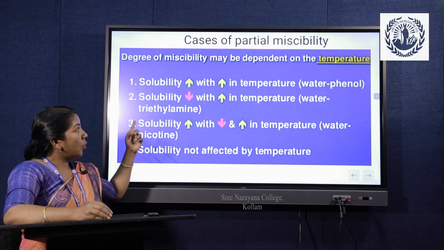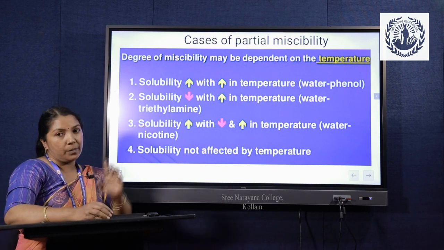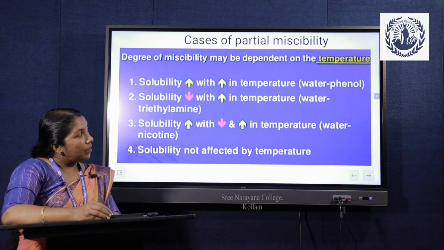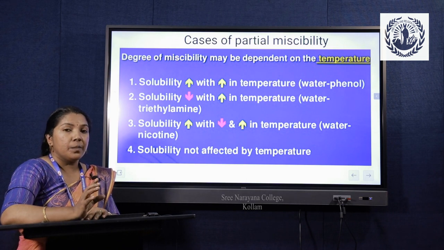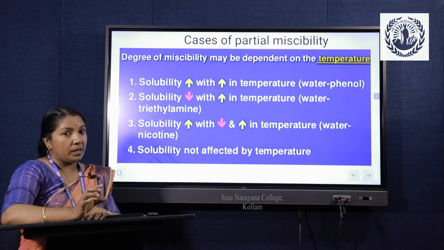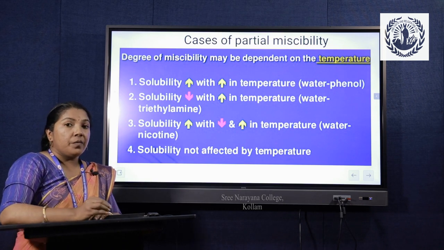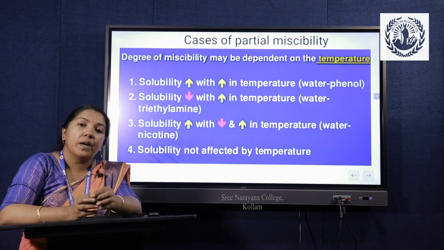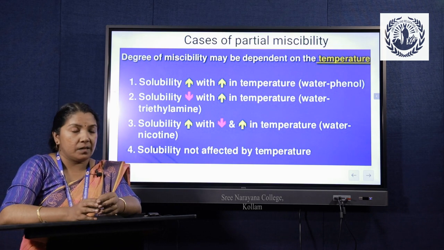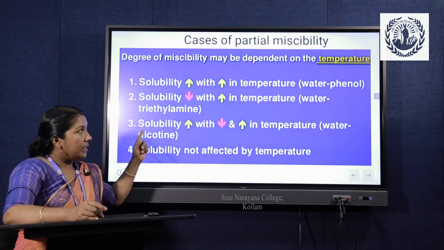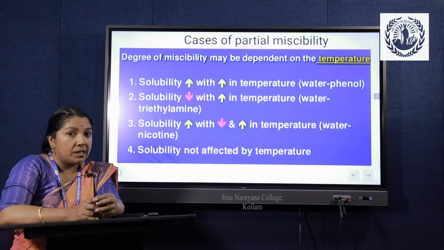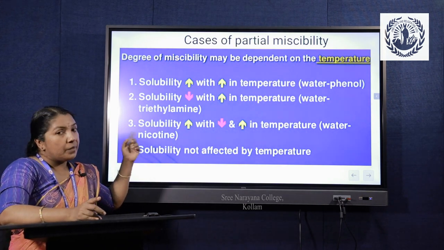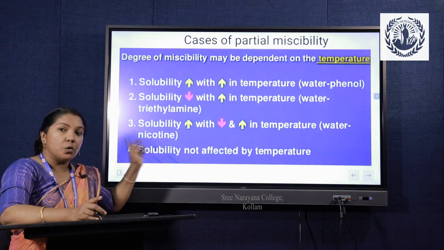First case, solubility increases with the increase in temperature. This is the case we are facing with water and phenol. If we add water to phenol, as I already said, the mixture will be slightly soluble, that is, partially miscible. If you increase the temperature, the solubility of water and phenol in each other increases. Second case, solubility decreases with the increase in temperature. Water and triethylamine combination: if you increase the temperature, solubility goes on decreasing.